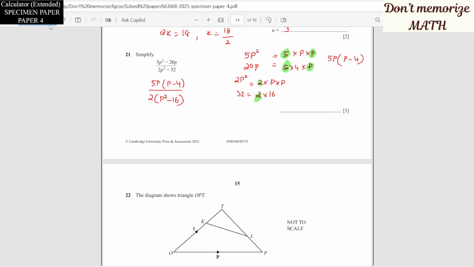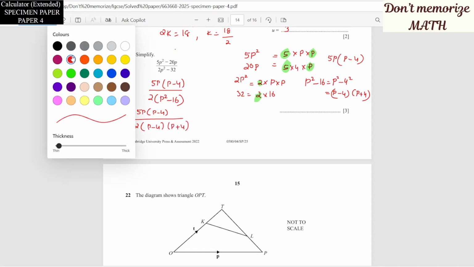So just think again about p square minus 16. You can factorize it. You can write it as p square minus 4 square. We have an identity so that you can factorize it as p minus 4 times p plus 4. I hope you know that a square minus b square is a minus b times a plus b. So we have 5p in bracket p minus 4 over 2 in bracket p minus 4 times p plus 4.